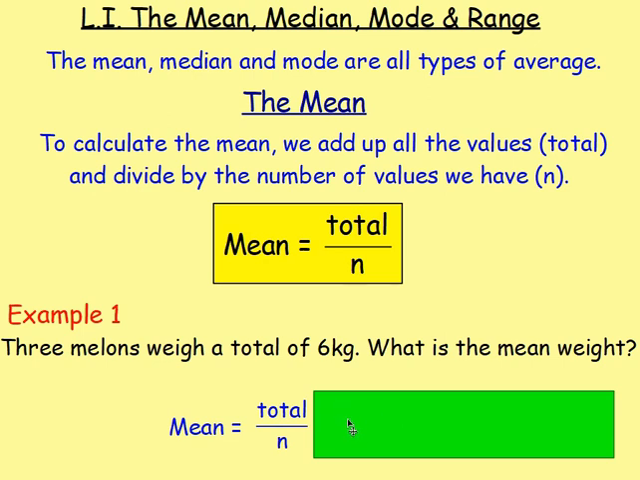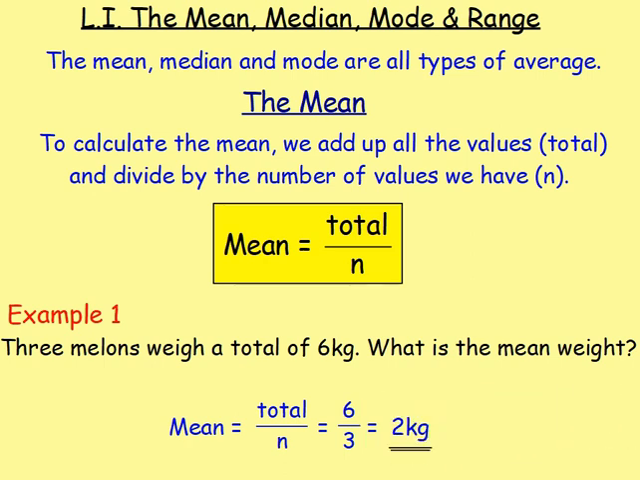And you would divide that by 3. Why would you divide it by 3? Because there are 3 melons. You do 6 divided by 3, giving you an average, giving you a mean of 2. 2 kilograms would be your answer. Woo!